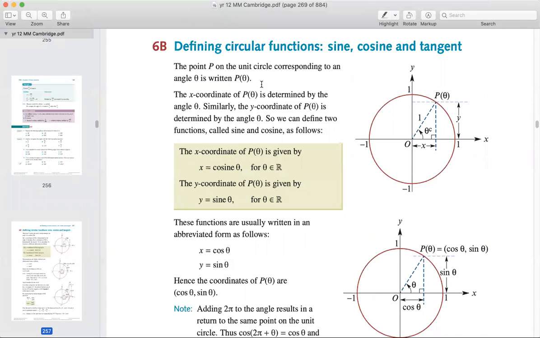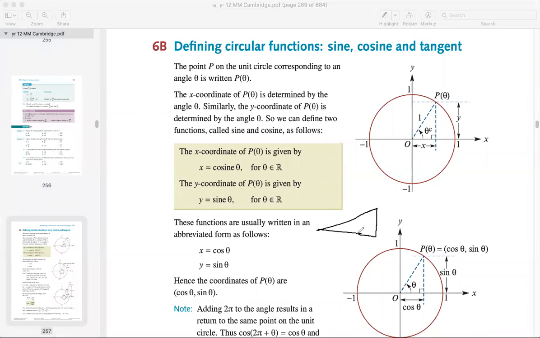Now 6B, define circular functions: sine, cos, tangent. Before we called them circular functions, we called them trigonometry. In year 9 or year 10 textbooks, we have the right angle triangle, with theta and sides A, B, and C. Sine theta is A over C, which is opposite over hypotenuse. Cos theta is B over C, adjacent over hypotenuse. And tangent theta is opposite over adjacent.